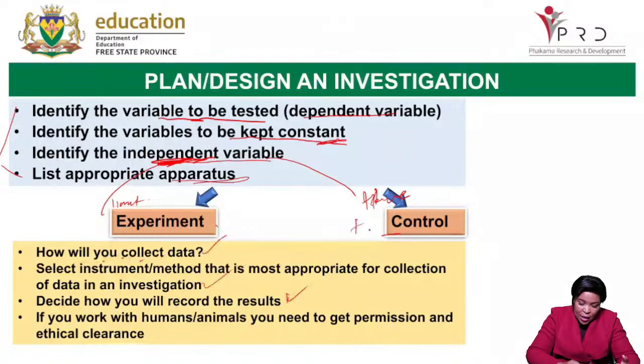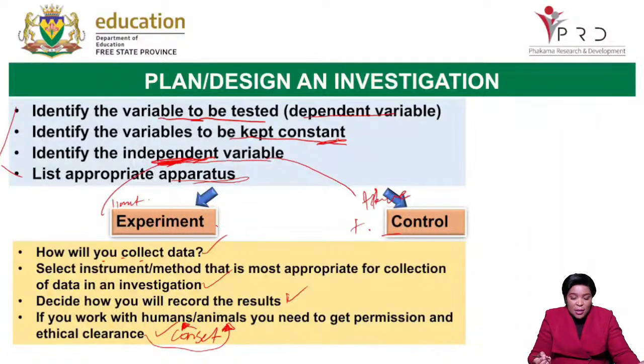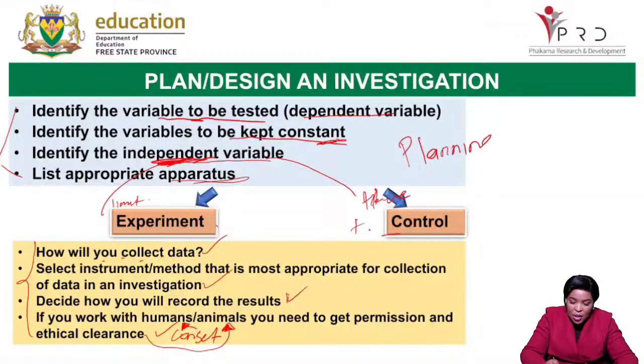Then if you work with humans or animals, you need to get permission and ethical clearance. So you can't just take people and do an experiment on them without getting their consent. So it's very important for humans for you to get consent, or with the animals, get clearance so that they cleared you to work with the animals. So these steps are what you are going to mention, because they are things that you need to consider when you are planning your investigation.